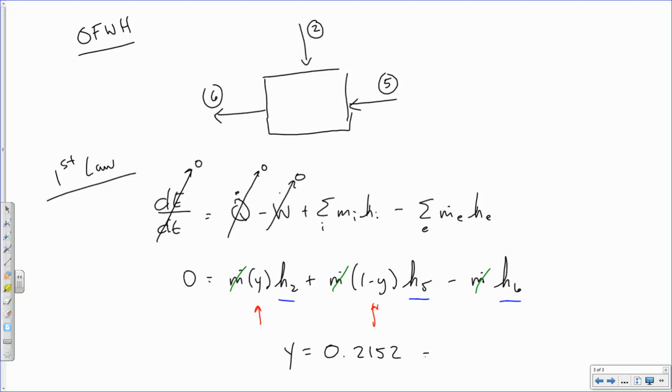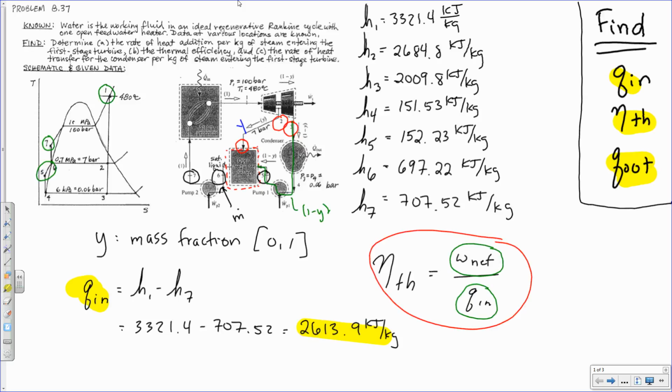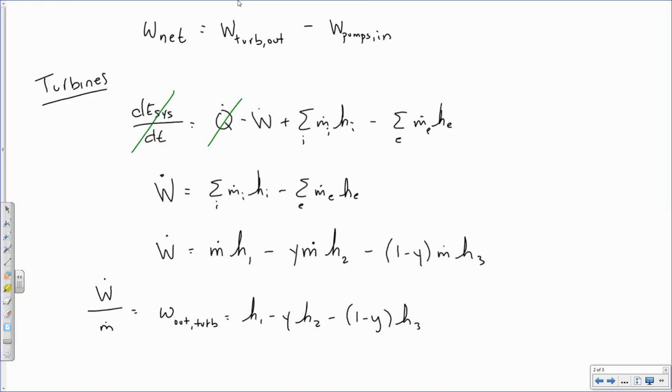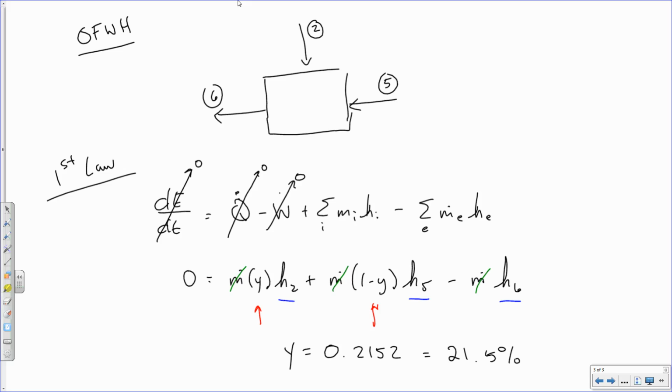Y turns out to be, when I do this, 0.2152. Now what does this represent? It means that 21.5% of the mass that enters the turbine at any given moment is going to be siphoned off and passed directly into our open feed water heater. That means about 75%, the remaining mass fraction, goes directly into the condenser. That's what Y actually represents. The mass fraction that enters the open feed water heater, the remaining goes right into the turbine.